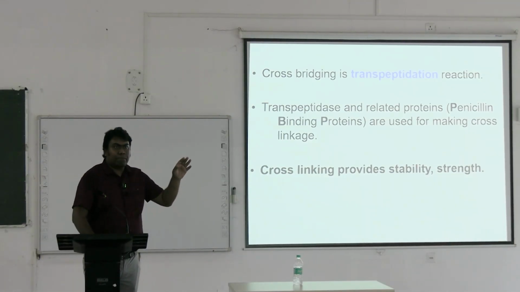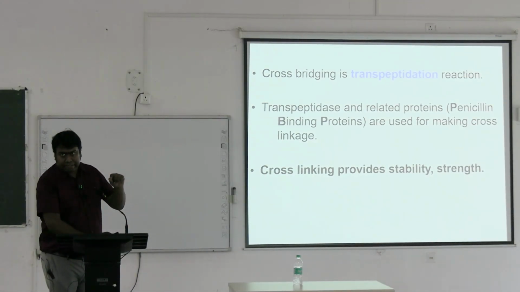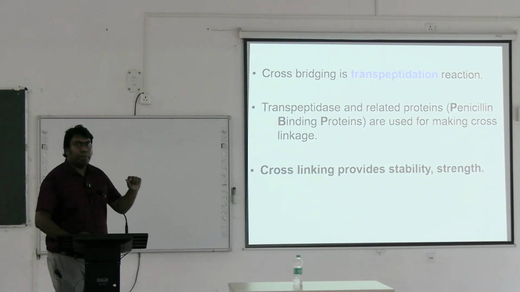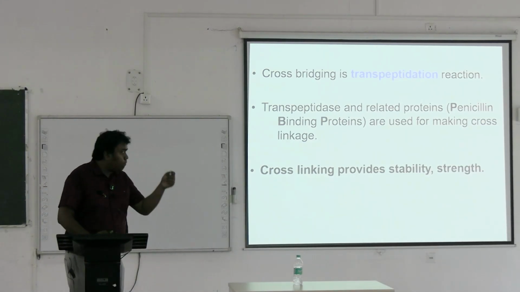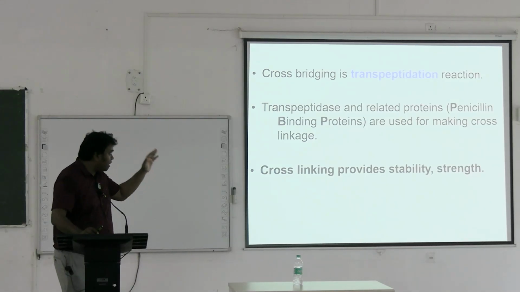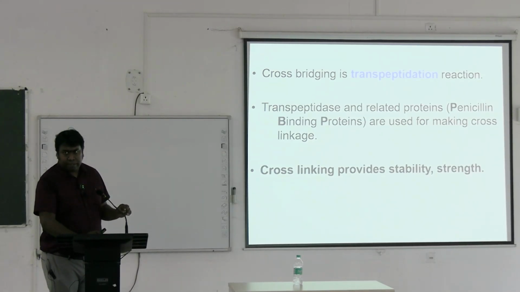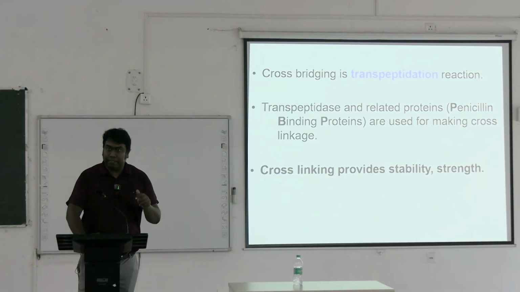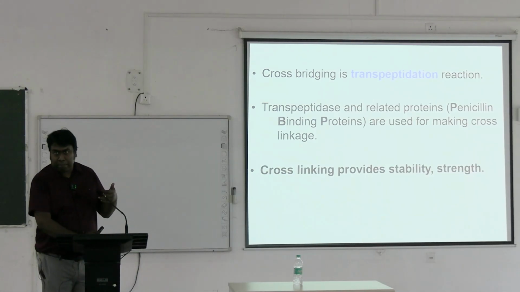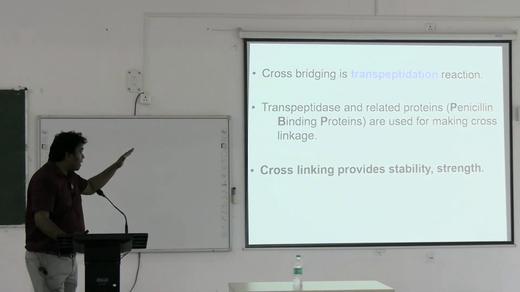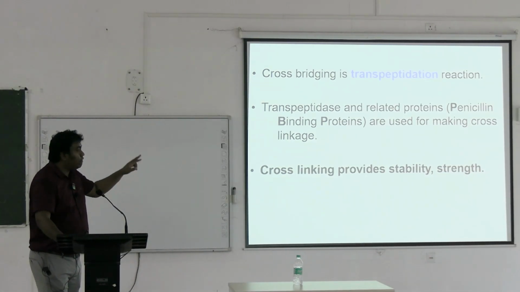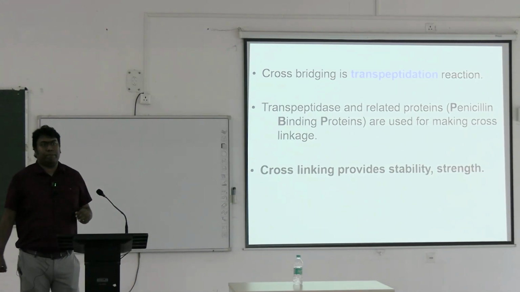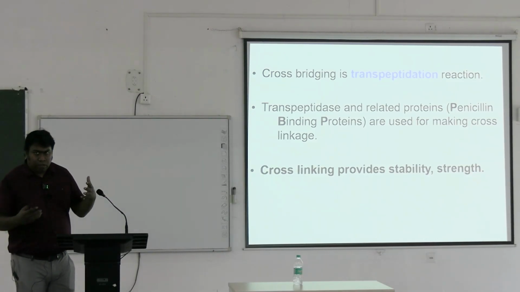Cross-binding is done by an enzyme called transpeptidase, and this transpeptidase, helped by another protein, the penicillin binding protein, is used for making this cross linkage. Transpeptidase is the enzyme and PBP is the binding protein of methicillin. Methicillin is one type of extended spectrum penicillin. They bind with this penicillin binding protein. These two, transpeptidase and PBP, are helpful for this cross linkage. So why is this cross linkage important?